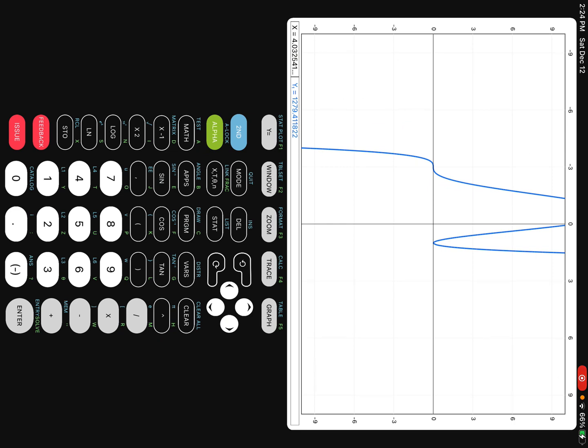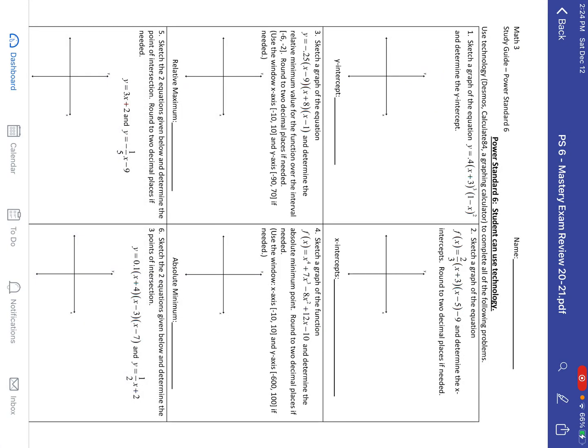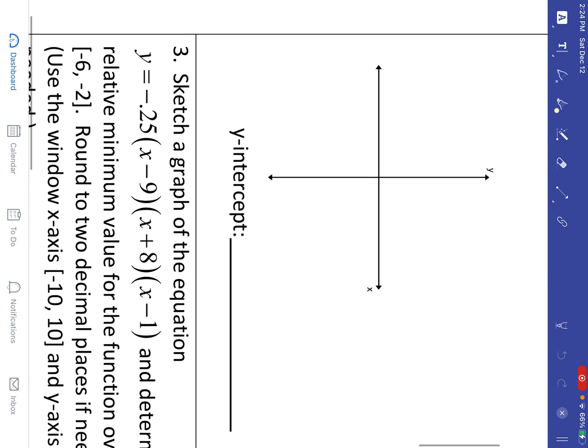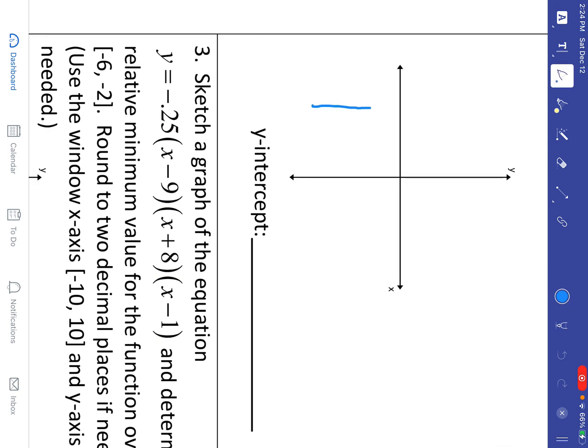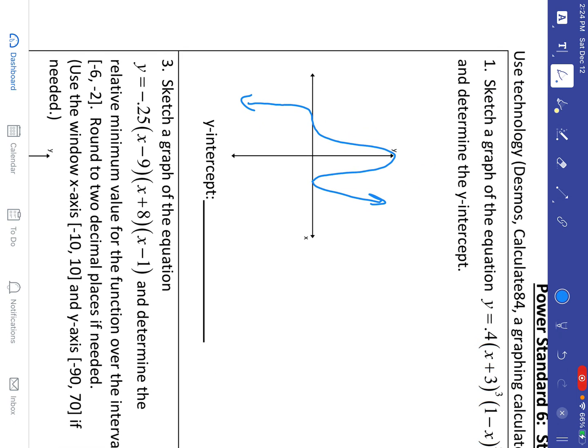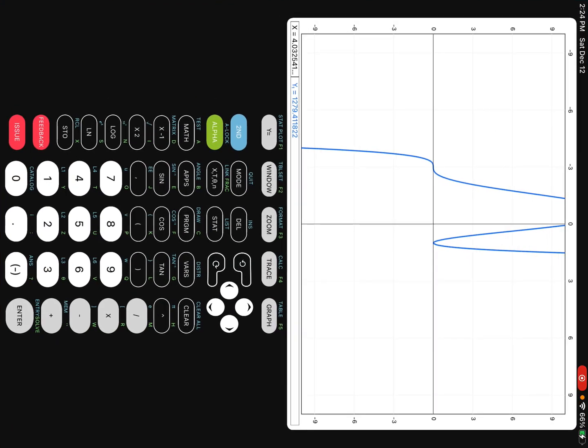All right, and then we're going to go back to our other sheet and draw a sketch of the graph. Okay, that's the first thing we're going to do. So it looks a little bit like this. Doesn't have to be perfect, but it's got to look somewhat like it's supposed to. Okay. All right, now what we want to do is find the y-intercept. So we're going to show you how to go back and do that.